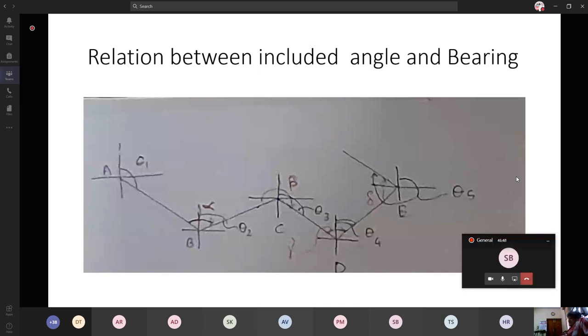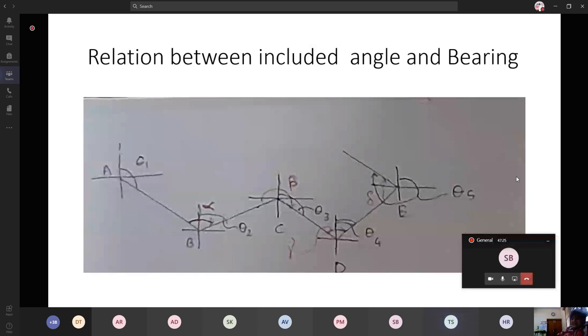Look at the figure and then tell me. So what is this angle? This angle is theta 4. Theta 4 plus delta is the deflection of EF with respect to south. I want it with reference to the north. What should I do? Subtract 180.